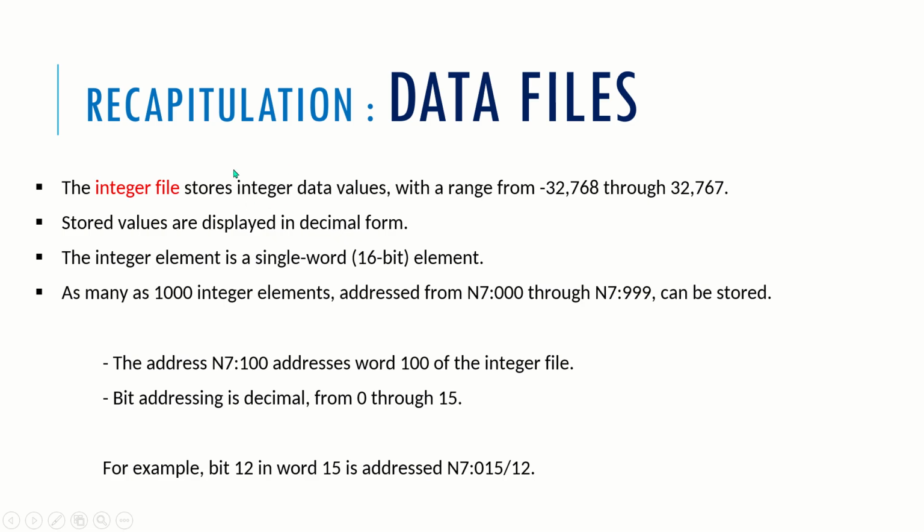Remember that whatever values are here, they are all of integer type. That means a decimal point cannot be taken care of by the integer file. Okay, now you can see the address example we have given. The address N7:100 actually addresses word 100 of the integer file. Bit addressing is decimal from 0 through 15. That means bit addressing is also allowed from 0 to 15, because it is a 16-bit element, so definitely bit addressing is allowed from 0 to 15.